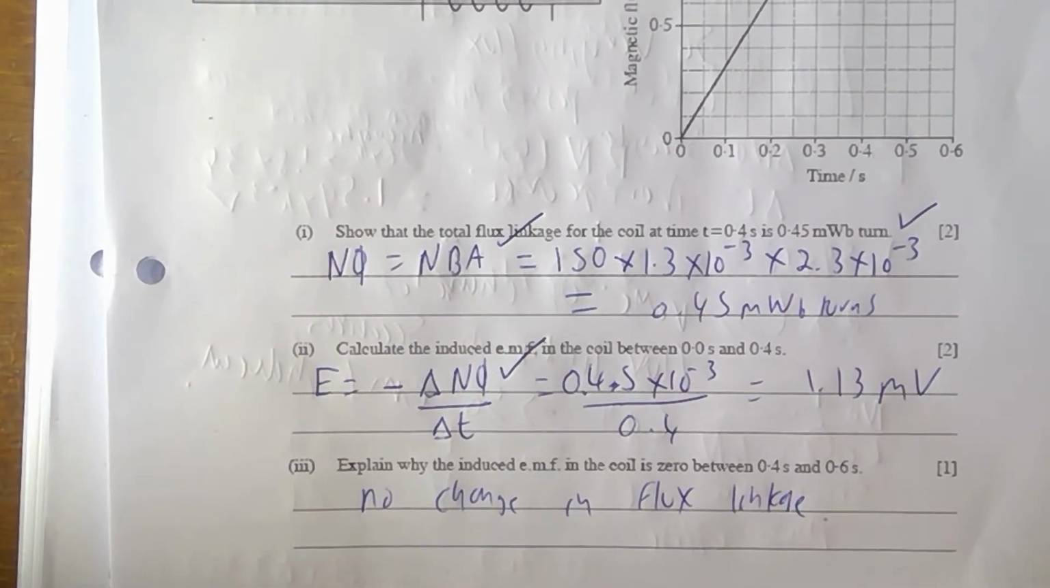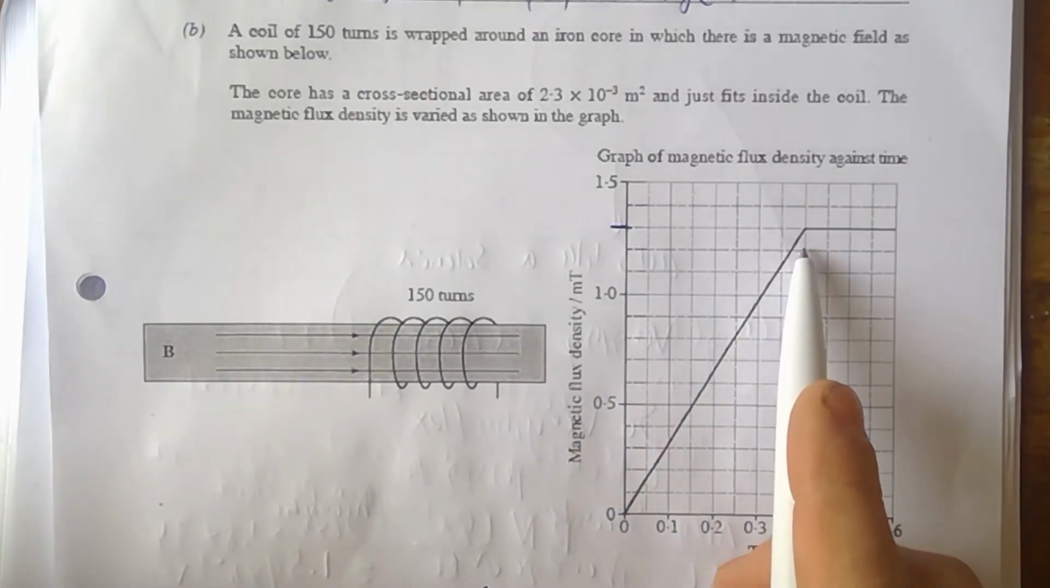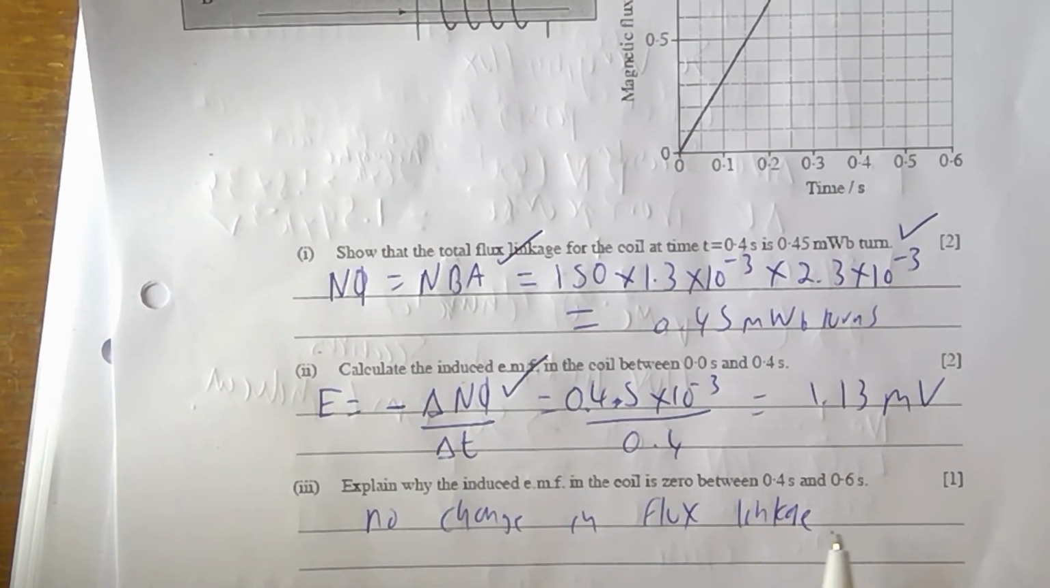Explain why the induced EMF in the coil is 0 between 0.4 and 0.6. Well, there's no change in flux linkage. You need the flux linkage to change to give you an EMF.